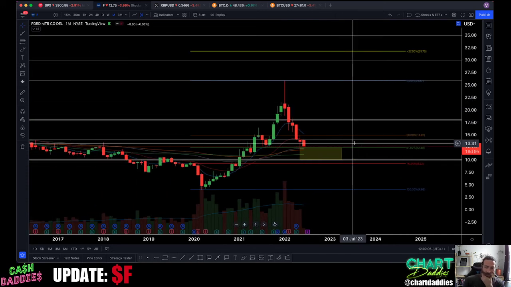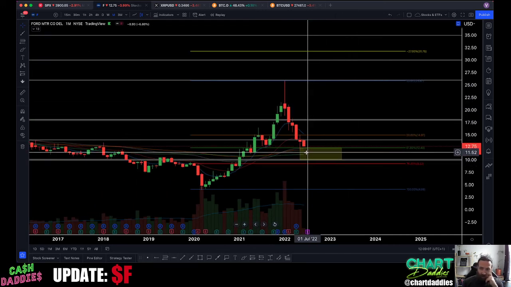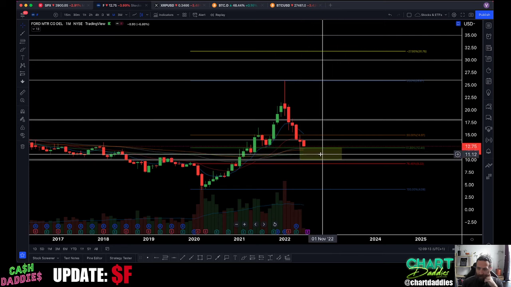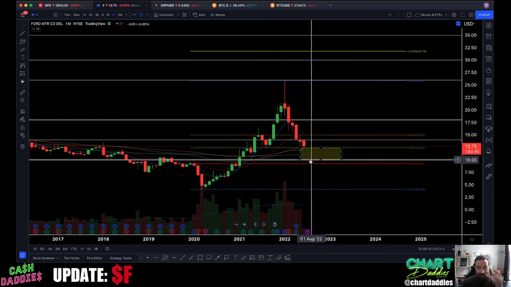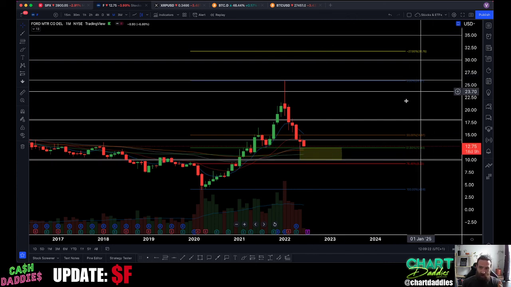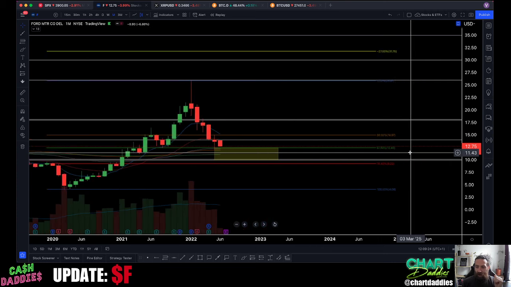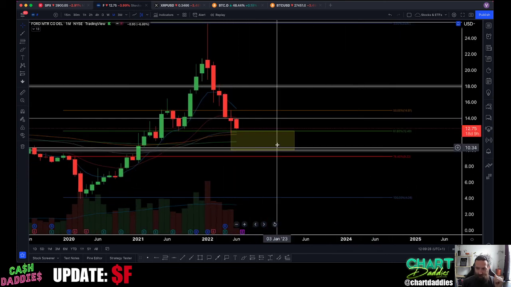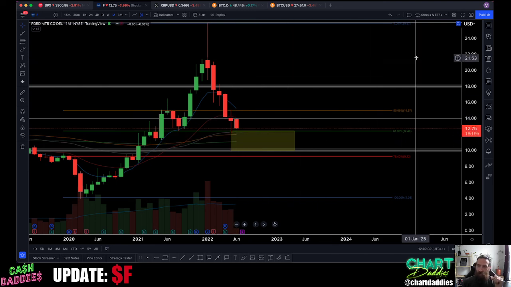So I think it's generally a decent area to dollar cost average down. Keep a watch here. It potentially goes all the way to 10 before bouncing. But the consolidation of all of our support levels is right in this zone. So that's what we're watching for.